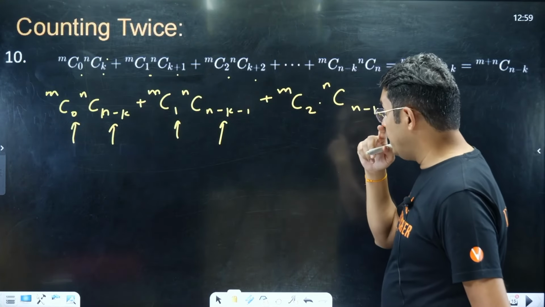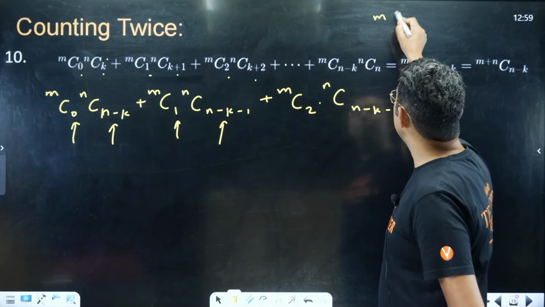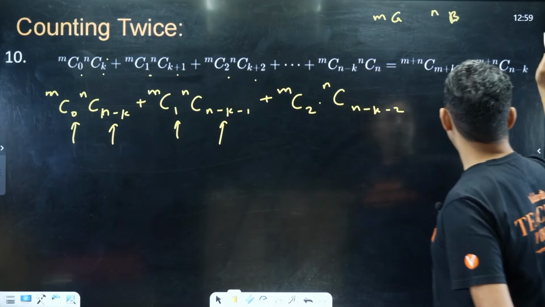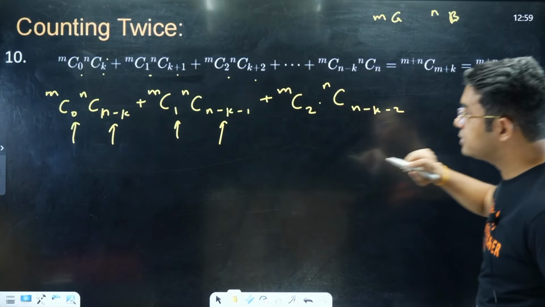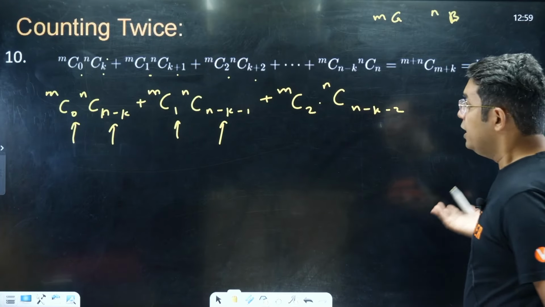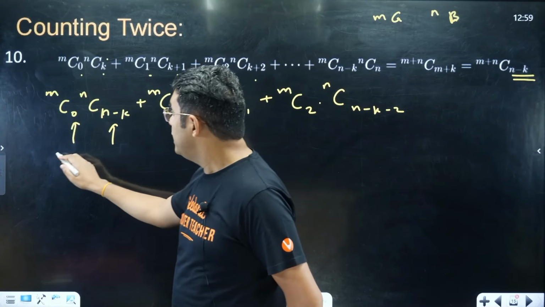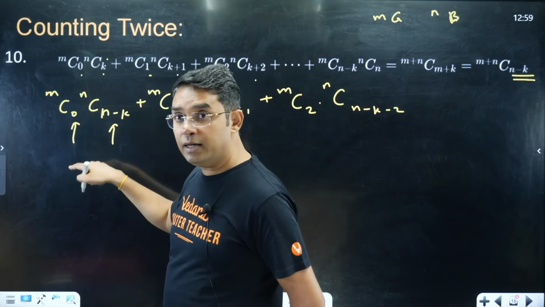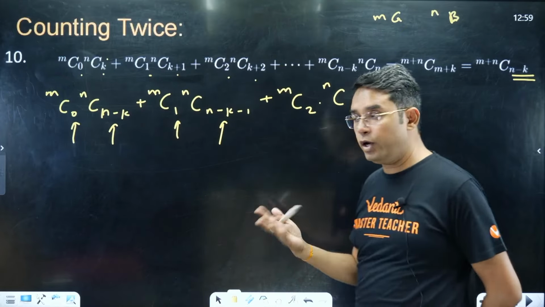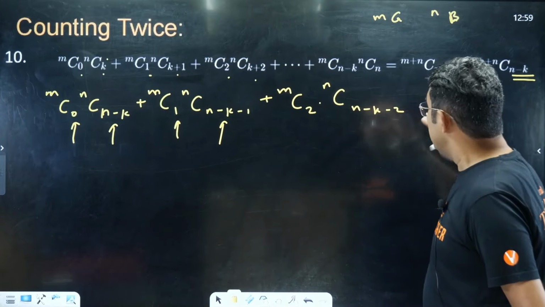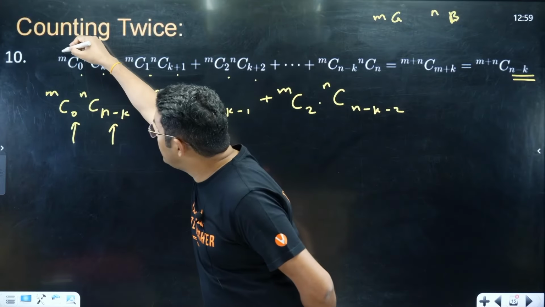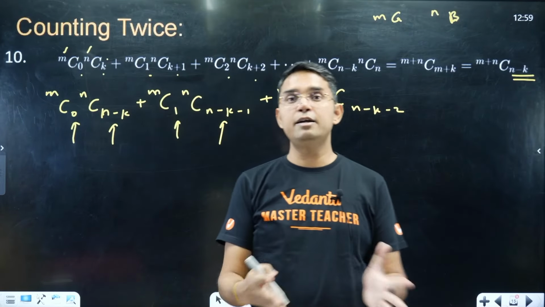Now in this case, what we will be doing, we will be taking m girls and n boys, and we have to select n minus k. The sum is n minus k, so we have to select total n minus k persons. If n minus k persons are to be selected, that means it should be 0 girl n minus k boys or 1 girl n minus k minus 1 boys. So this is how this is applicable to this also, where this number m, this number n, they are different.